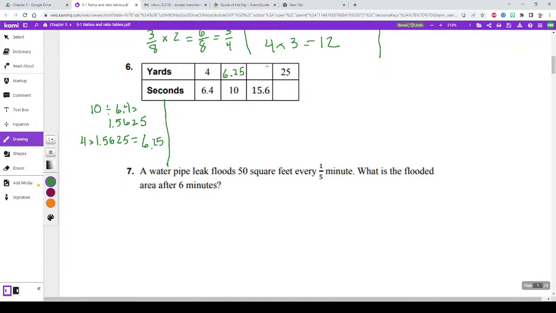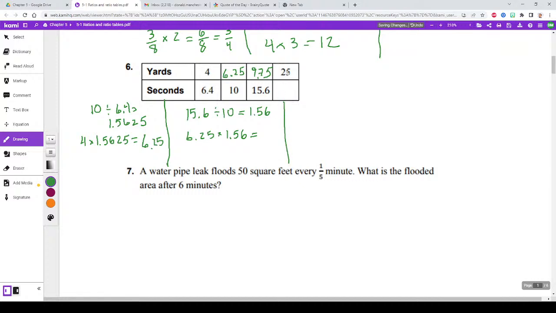I need to get the number up top here now. Personally, I think it'll be easier to use the 10 because 10 divides things nicely. So I'm going to go 15.6 divided by 10 gives me 1.56. And then I'm going to take 6.25, multiply it by 1.56. I have a calculator, so the calculator will do this for me. We got 6.25 times 1.56, and that equals 9.75.